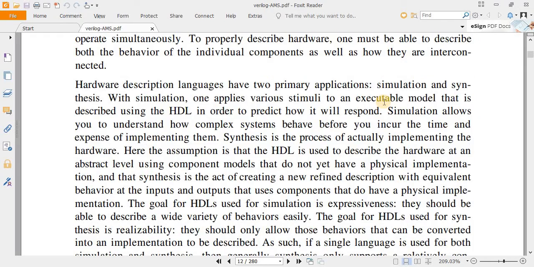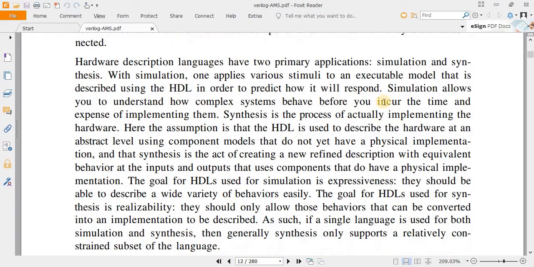With simulation, one applies various stimuli to an executable model that is described using the HDL in order to predict how it will respond. Simulation allows you to understand how complex systems behave before you incur the time and expense of implementing them.